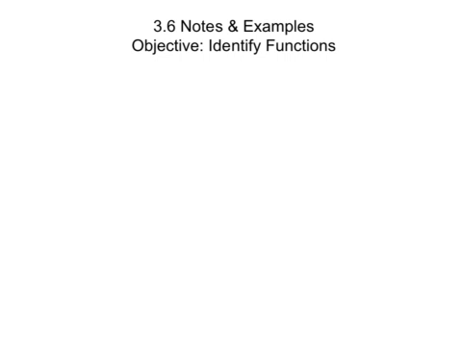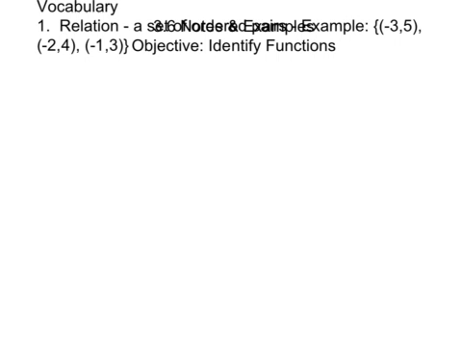Today's lesson 3.6, our objective is to identify functions. Before we can do this, I need you to get some key vocabulary. The first vocabulary word is relation. A relation is just a set of ordered pairs. For example, (-3, 5), (-2, 4), (-1, 3). That's a set of ordered pairs and is a relation.